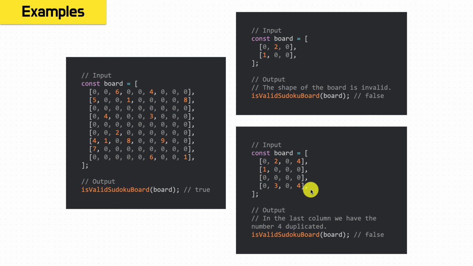In this example, it is a valid shape, 4 by 4, where the subsquares are 2 by 2. So we have 4 total subsquares in the board. But in this last column, we see the number 4 appears twice. So we return false.